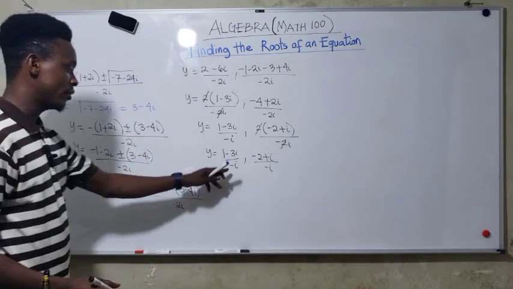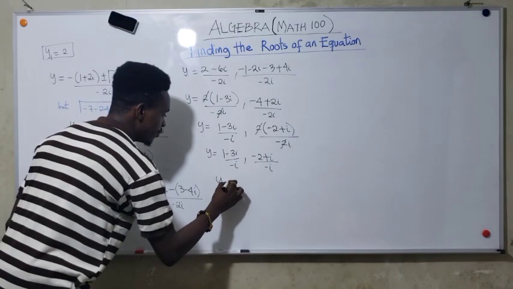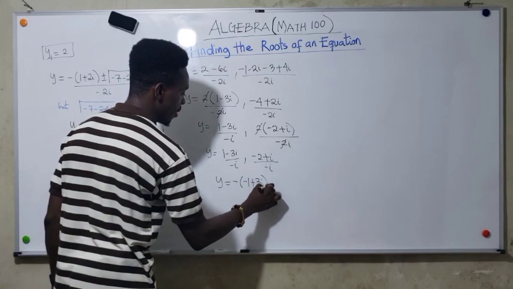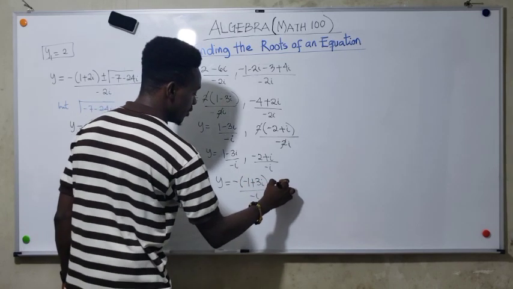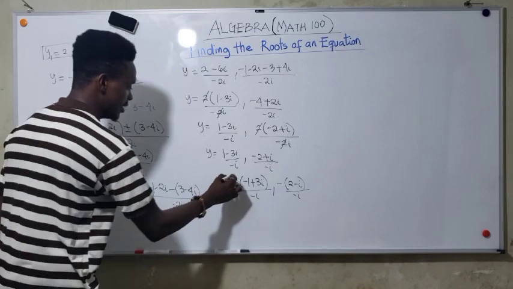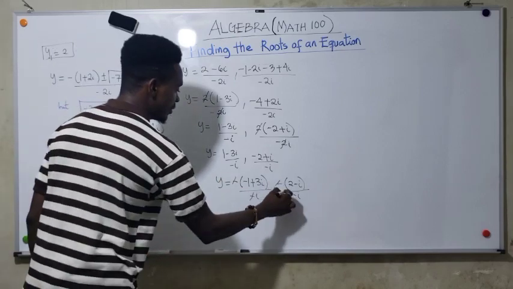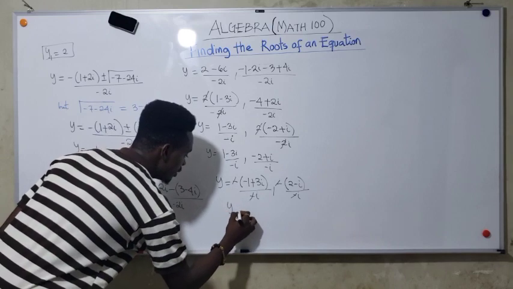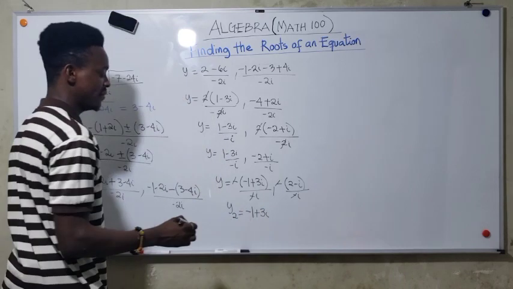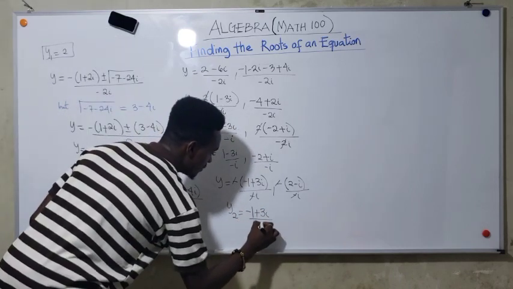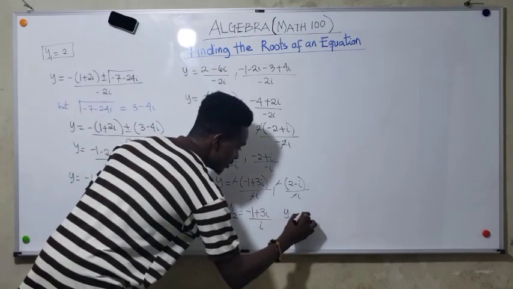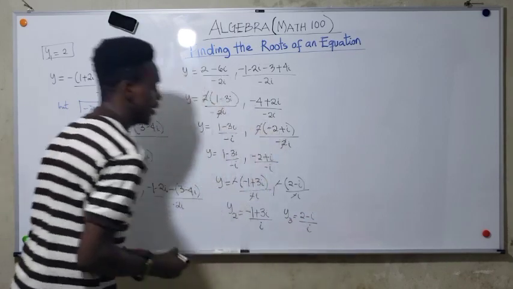So we can factor by minus 1 in order to get rid of the negative with this. So we have y equal to minus parentheses minus 1 plus 3i, all divided by minus i, and also minus parentheses 2 minus i, all divided by minus i. So this negative cancels this negative, and also negative cancels negative. So my value of y2, which is my second root, is minus 1 plus 3i, all divided by i. And my third root, y3, is 2 minus i, all divided by i.